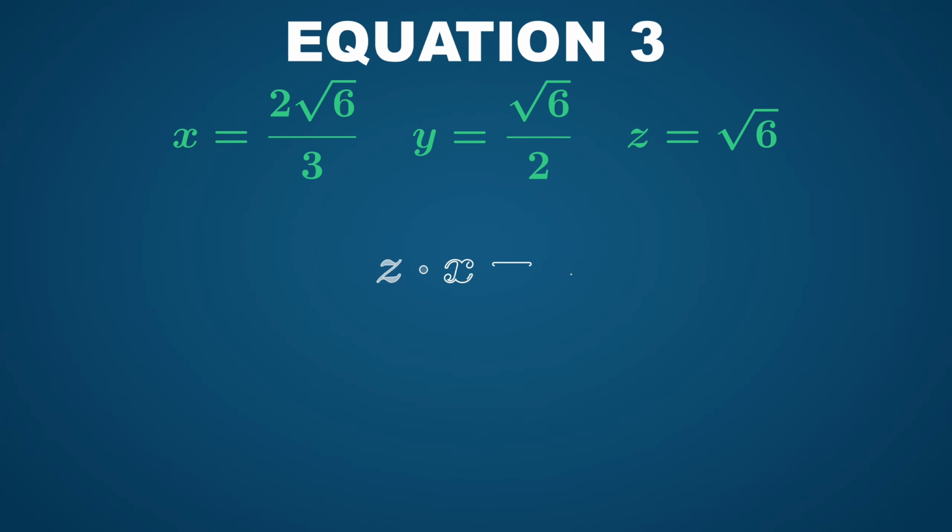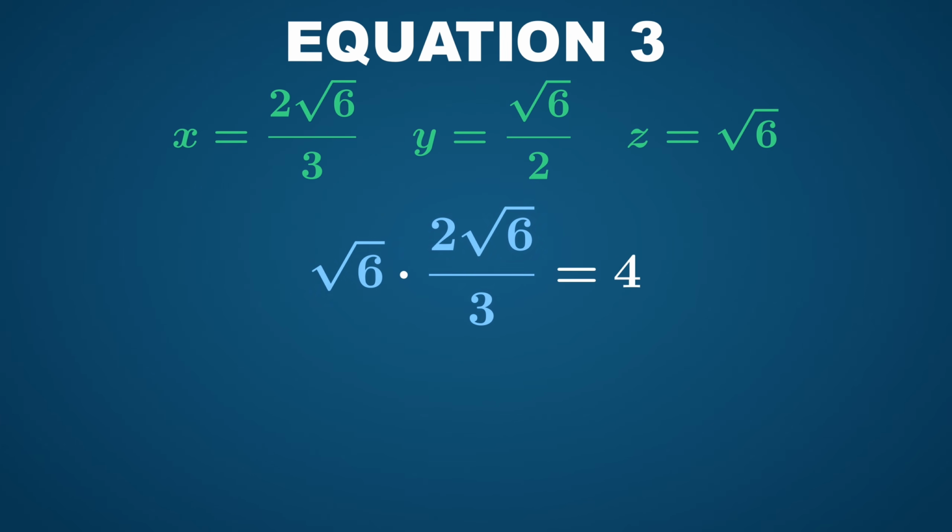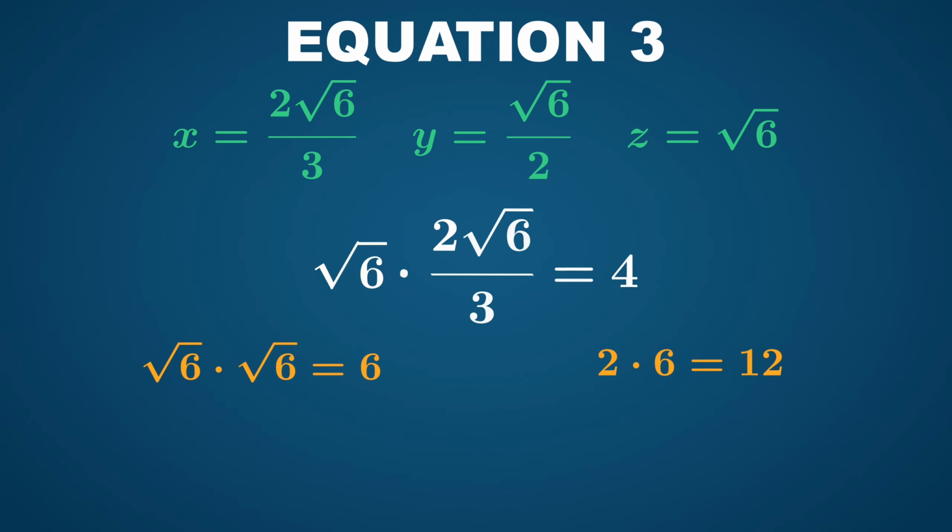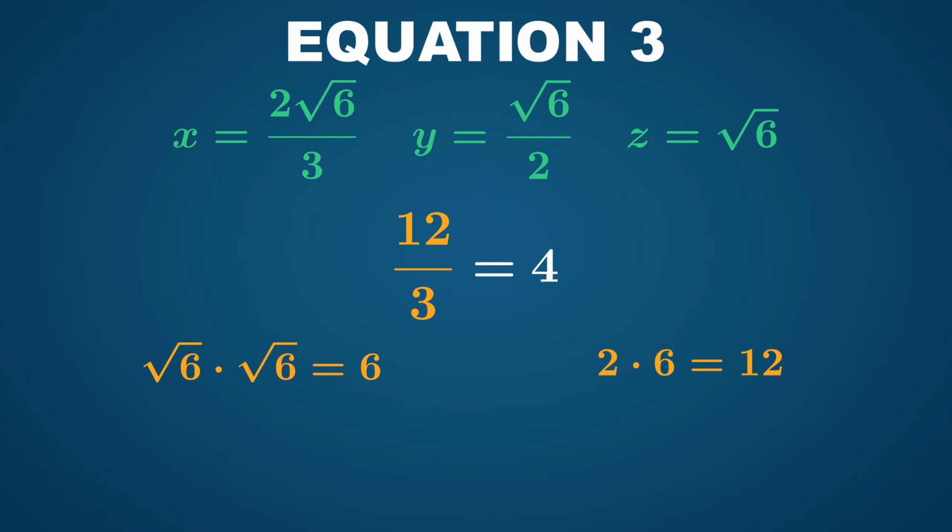Finally, we check the third equation, where z times x equals 4. We multiply root 6 by 2 root 6 divided by the number 3. Root 6 times root 6 gives us 6, so we have 2 times 6 on top. 2 times 6 is 12, and we naturally keep the 3 in the denominator. 12 divided by 3 is exactly equal to the whole number 4. The third equation works perfectly with our positive set of values.